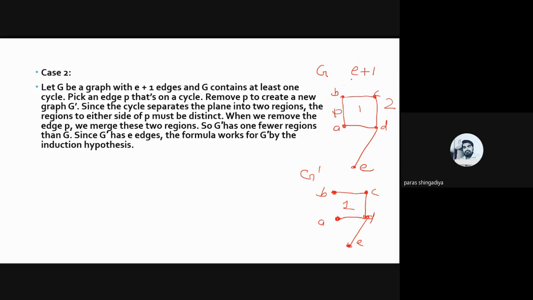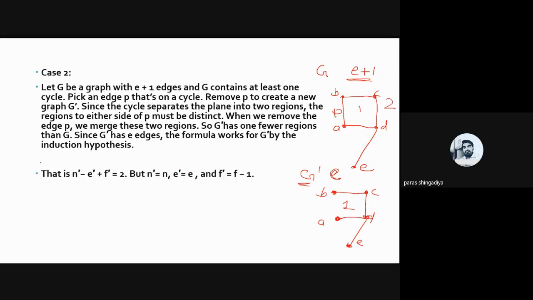when we start, G contains E plus 1 edges, and after removing the one edge P, we get a G dash, and now G dash contains only E edges. So what does it mean? Here we can apply an assumption: we assume at the starting that this formula works for all such graphs up to E edges. That means the Euler formula will work, that is n minus e plus f is equal to 2, and there is a G dash graph there.